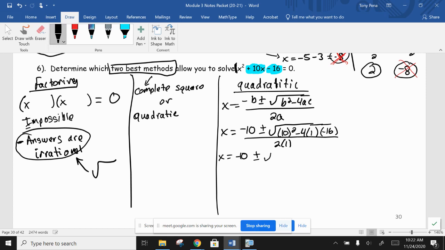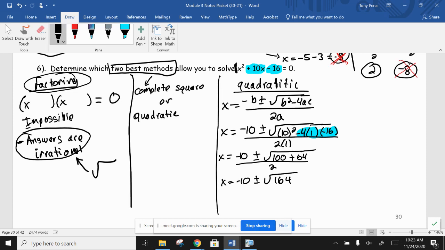So negative 10 plus or minus, 10 squared is a 100. When we multiply all these together, it's a negative 4 times a negative 16, so that is a positive 64, all divided by 2. We should know 164 is not a perfect square. If it was a perfect square, then we would have been able to factor over here.